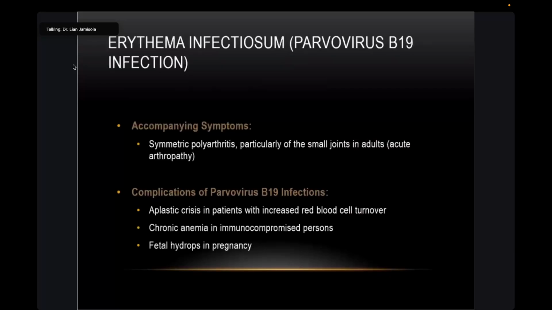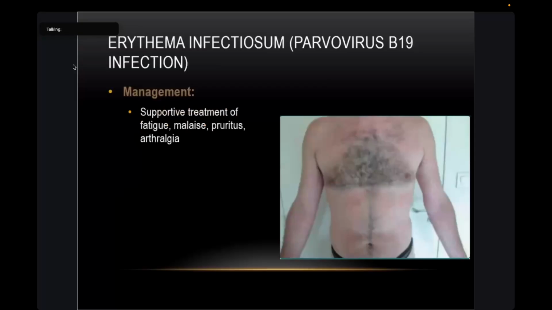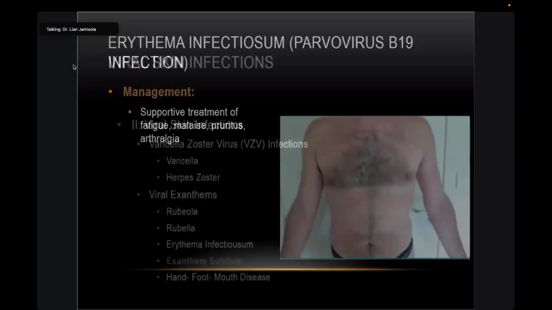Accompanying symptoms of your erythema infectiosum is symmetric polyarthritis, particularly of the small joints in adults. And it can be complicated by aplastic crisis in patients with increased red blood cell turnover, chronic anemia in immunocompromised persons, and fetal hydrops in pregnancy. Management, again, is supportive as it can be self-limiting.